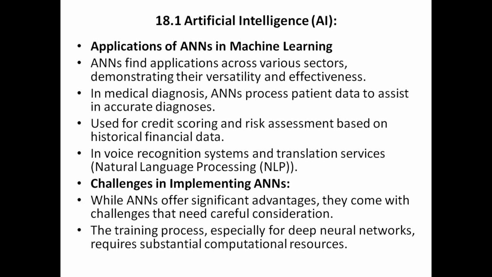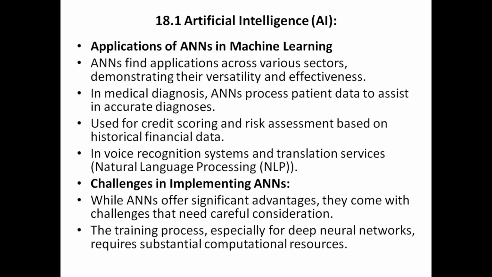Applications for artificial neural networks in machine learning. Well, there are several applications in medical diagnosis. ANN can process patient data to assist in accurate diagnosis. There was a famous case, you can search it up on the internet as well: AI detected cancer in a patient's x-ray something like 4 or 5 years before it had developed far enough for the doctors to detect it. They are also used for credit scoring and risk assessment based on historical financial data. They are used in voice recognition systems and translation services, which is commonly known as natural language processing.